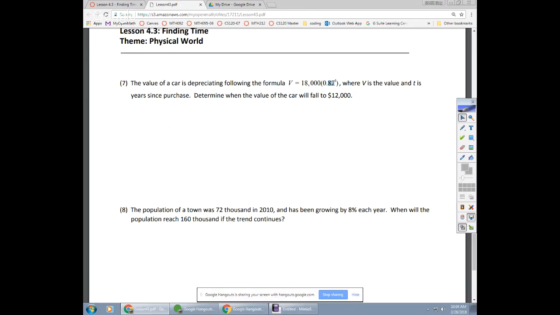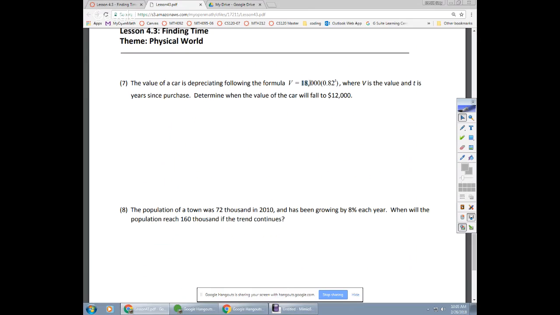82% is what the value it retains. It would be 18% that it's losing. Yeah, so this is a depreciation rate of 18%. Take 18 from 100, that leaves you 82% to keep. Okay, so that's where the formula came from.